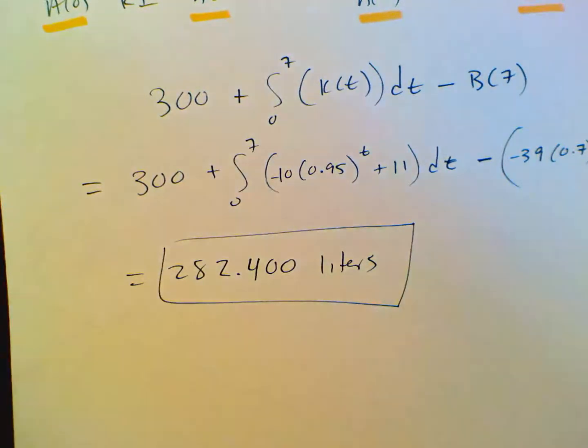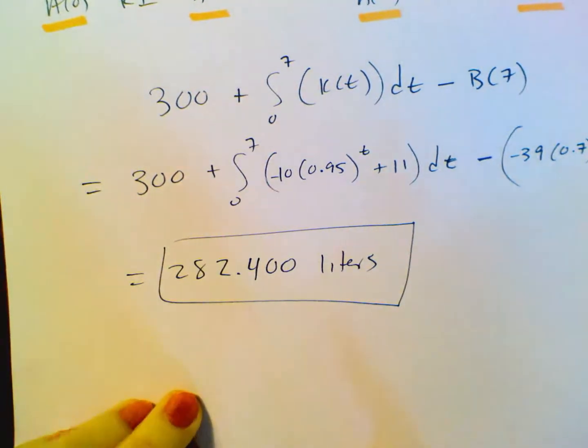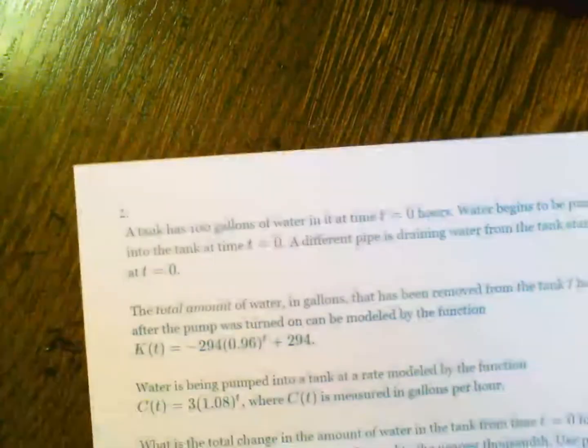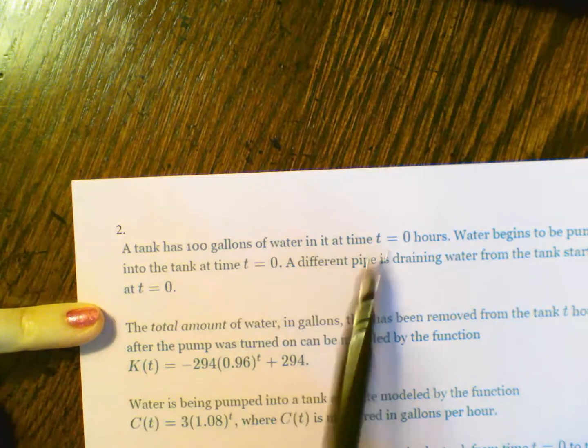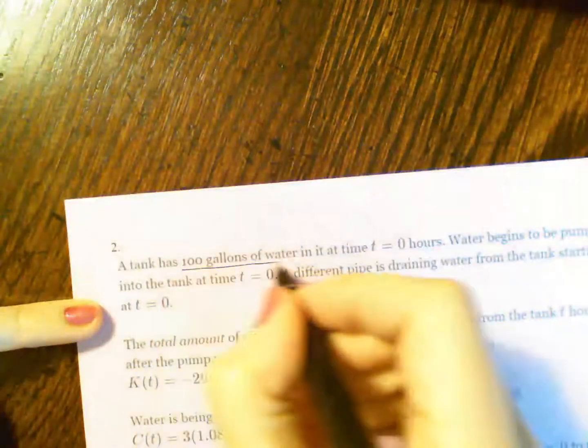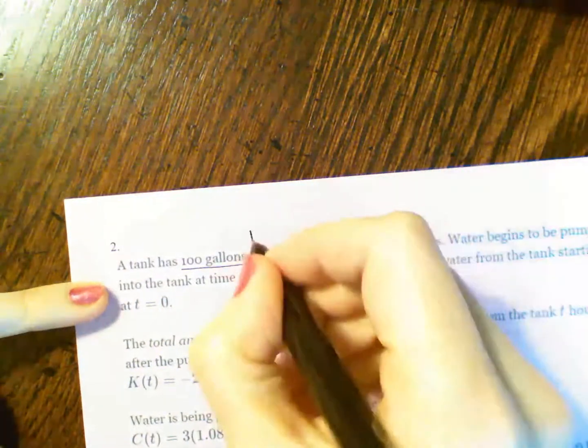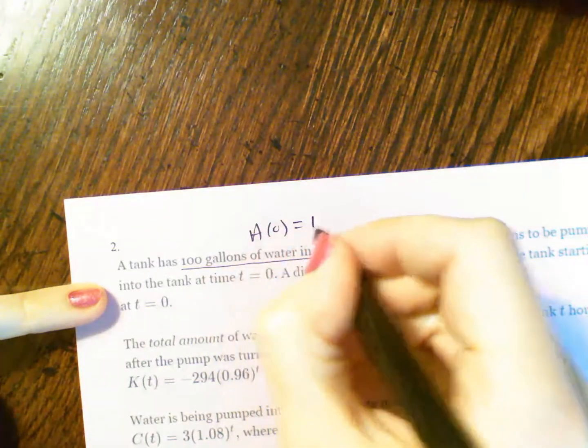All right, I'm going to do 2 more examples, guys. Oh, sorry about that. All right, so here's number 2. A tank has 100 gallons of water in it at time t equals 0 hours. So that's going to be our initial amount. The amount at 0 is 100.